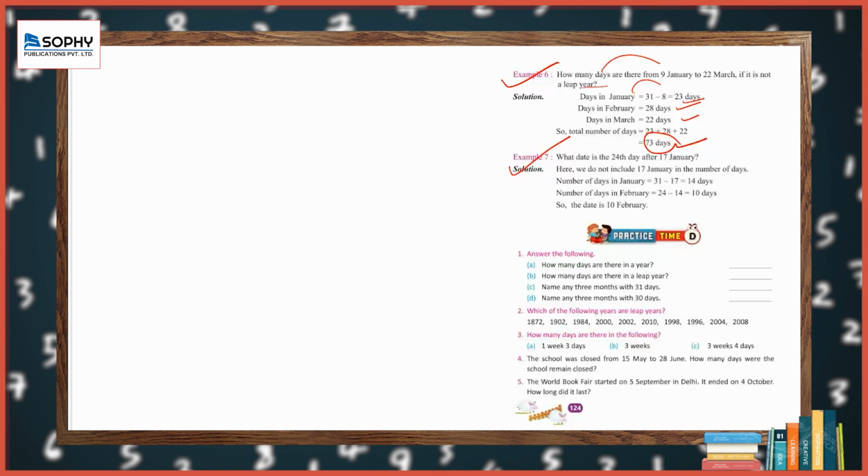Here is another example. Which date is the 24th day after 17th January? That is the number of days in January, 14. And in February, plus 10, that becomes the date 10 February.